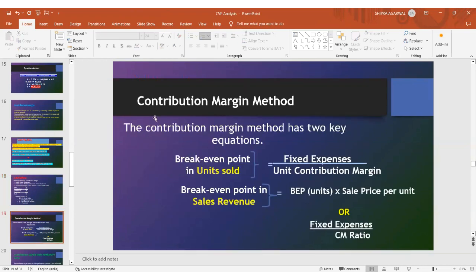Now, continuing with the contribution margin method, we have certain equations. If you want to calculate the BEP in units, I told you it is fixed expenses upon unit contribution margin. Yeah, that is per unit contribution margin, right? But if you want to calculate the same break-even point in rupee value, that means in sales value, then I multiply the units by the sale price, and I can get it, right? Or if I want to calculate it with the help of a formula, then it is the fixed expenses upon the CM ratio, that is the contribution margin ratio. So I either use my per unit contribution or my contribution margin ratio. Both will give me the same answer, depending upon whether I want to calculate it in number of units sold or in rupee value.